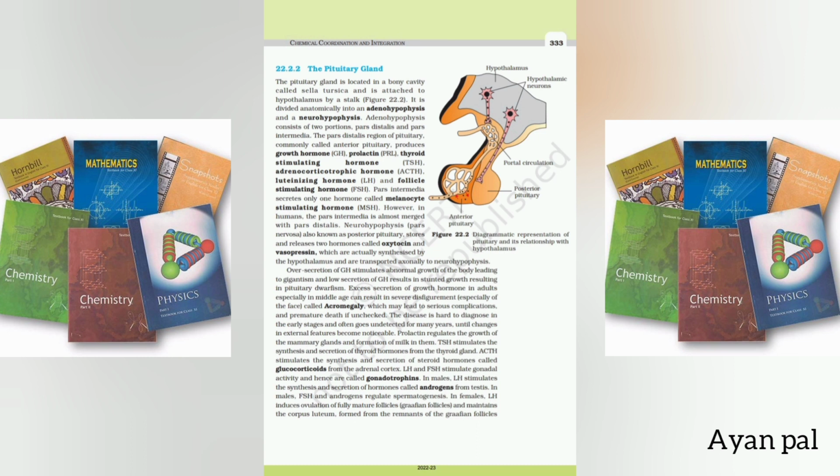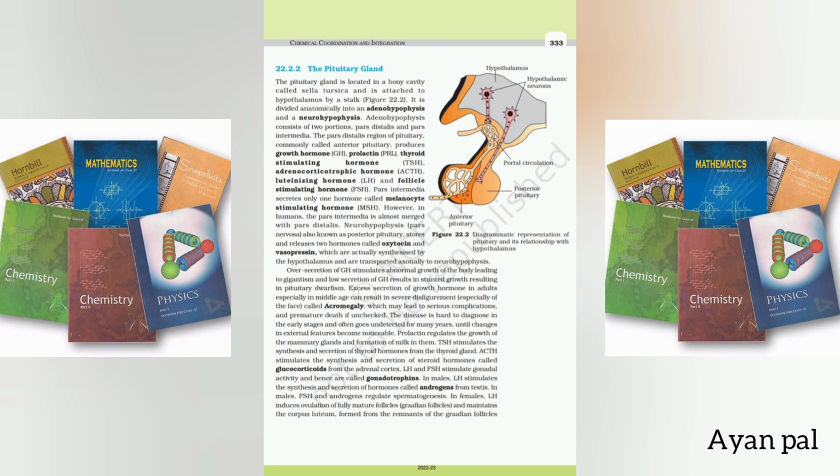Oversecretion of GH stimulates abnormal growth of the body leading to gigantism, and low secretion of GH results in stunted growth resulting in pituitary dwarfism. Excess secretion of growth hormone in adults, especially in middle age, can result in severe disfigurement, especially of the face, called acromegaly, which may lead to serious complications and premature death if unchecked.